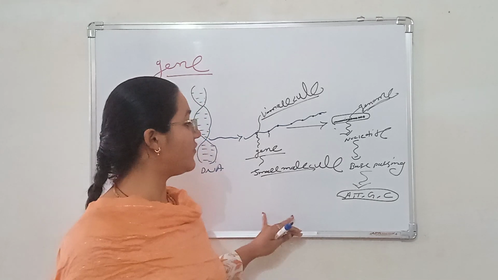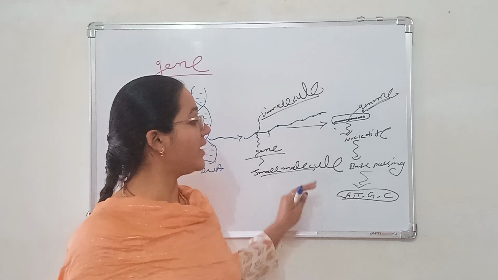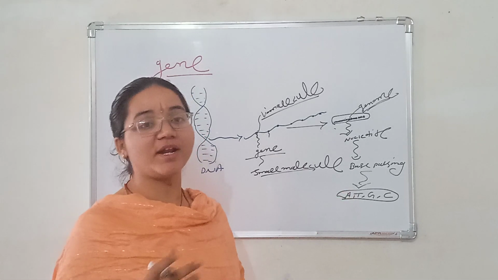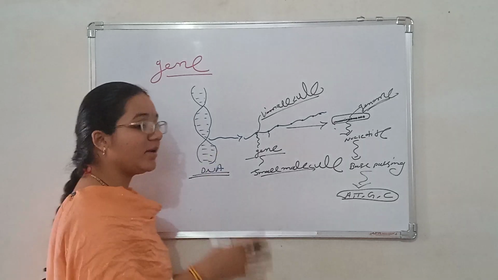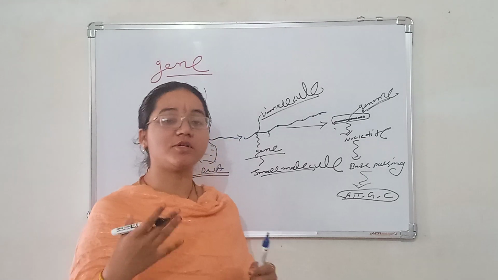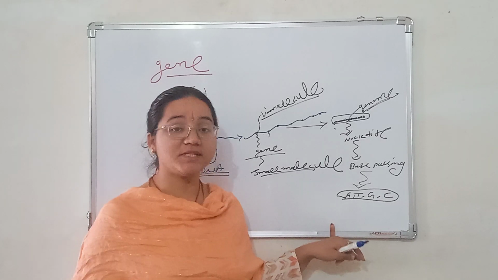So this is the big difference between gene and genome. Gene and genome are connected to each other and make up the complete DNA. This DNA carries out replication, transcription and all those processes responsible for making proteins. So this is the major difference between gene and genome.